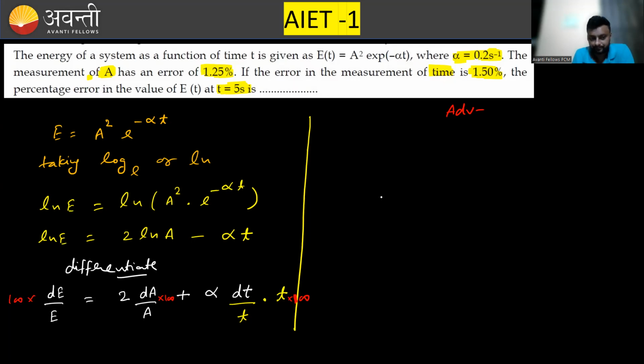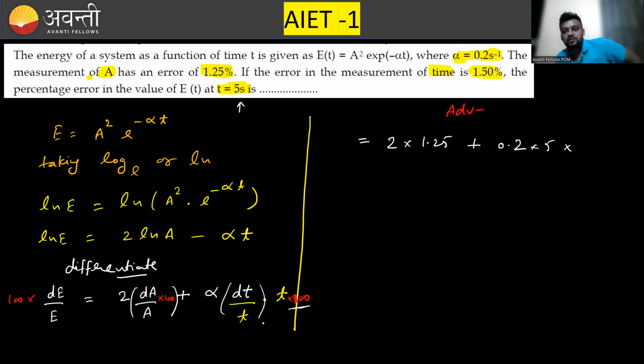Okay. Now, that will be 2 times this, which is the percentage error in A. And percentage error in A is what? 1.25%, 1.25. Plus alpha is what? 0.2. I have highlighted it as well. Into T. T is what? Time. Time is what? 5 seconds. Into 5, into dt over t into 100. This term is the percentage error in the measurement of time, which is 1.5%.